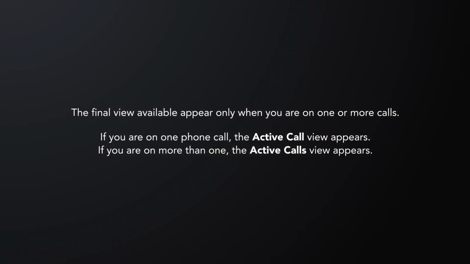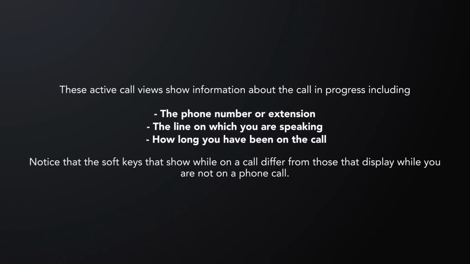The final view available appears only when you are on one or more phone calls. If you are on one phone call, the Active Call view appears. If you are on more than one, the Active Calls view appears. These active call views show information about the call in progress, including the phone number or extension, the line on which you're speaking, and how long you've been on the call. Notice that the soft keys that show while on a call differ from those that display when you are not on a phone call.